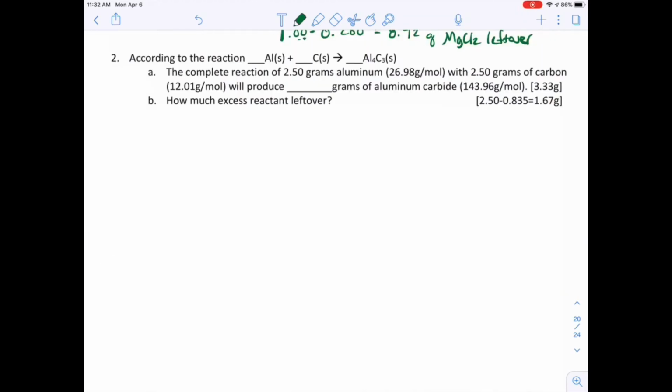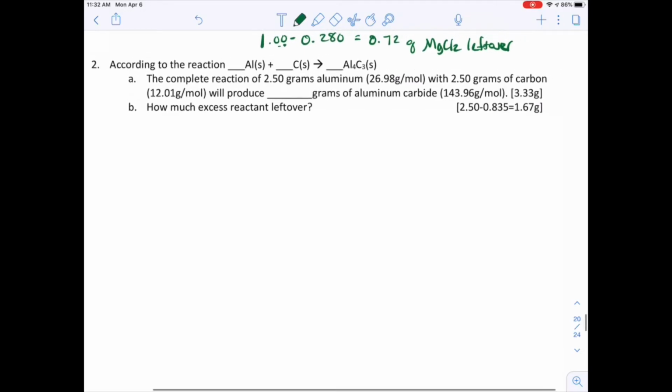Now on this problem, we've got this reaction right here. Notice it's not balanced, which is a bummer. You have to also balance something and do this whole problem. So we got 4 to 3 to 1. That was an easy balance, wasn't it? We're putting in the amounts. So notice we've got grams of aluminum and we've got grams of carbon. We have a gram amount for each reactant. That means it's a limiting reagent.